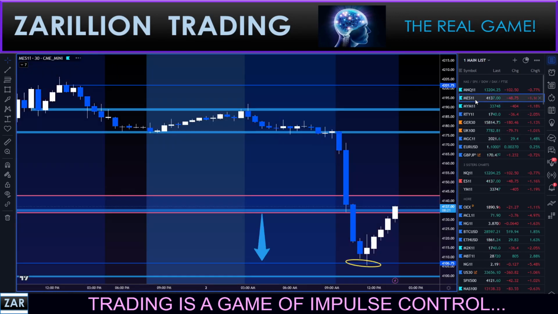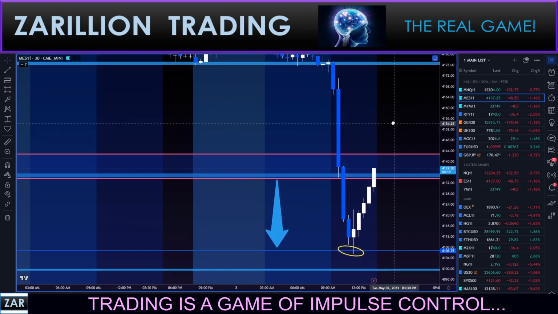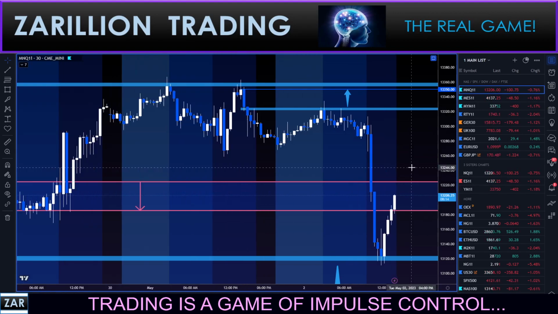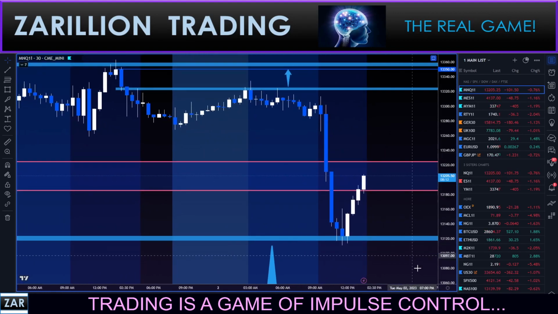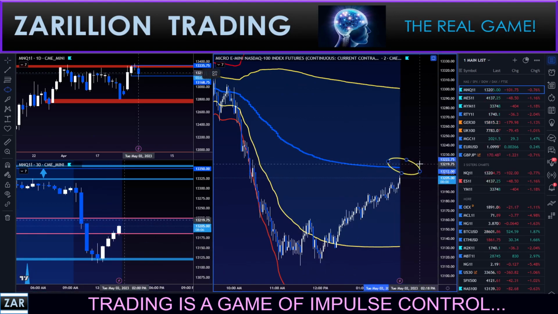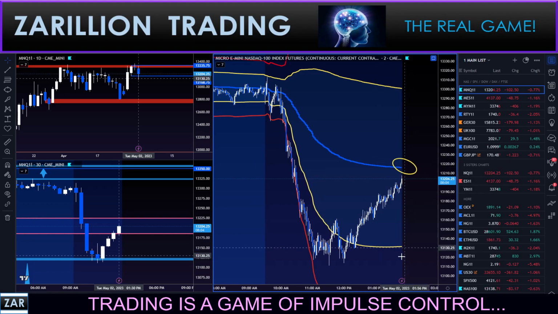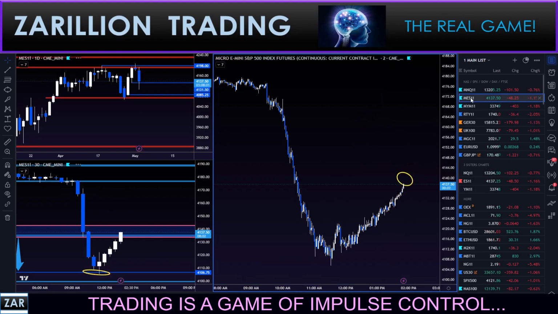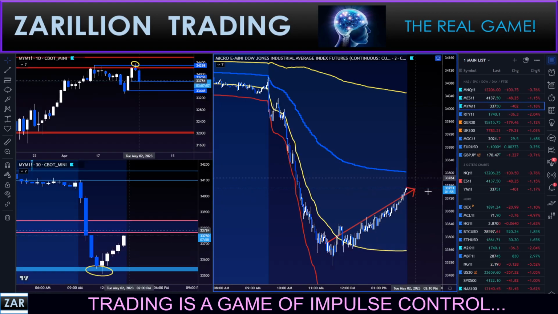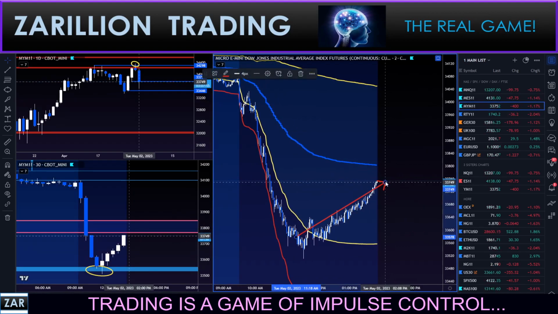Watching the Dow, watching the S&P, watching the Nasdaq, and now bringing back VWAP. Notice this. Point of equilibrium on the Nasdaq, point of equilibrium on the S&P, and getting close to the point of equilibrium on the Dow.